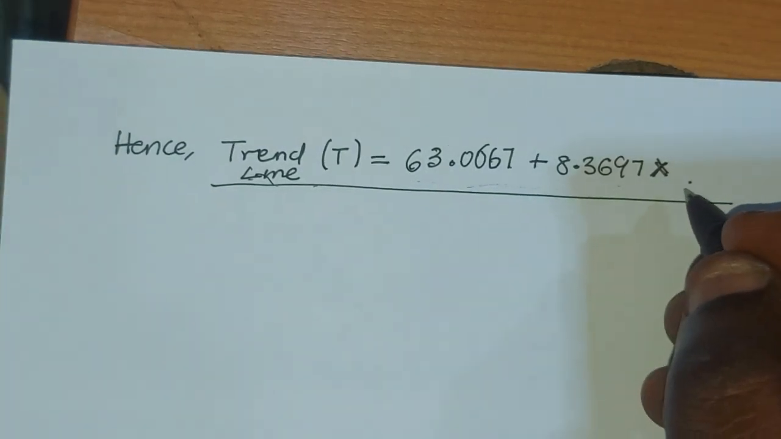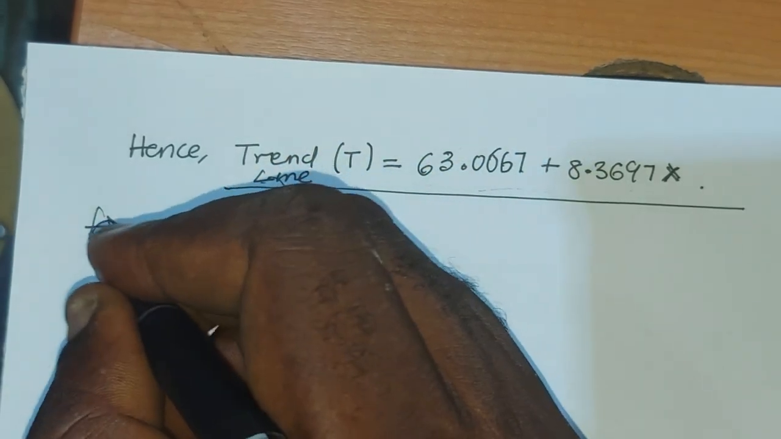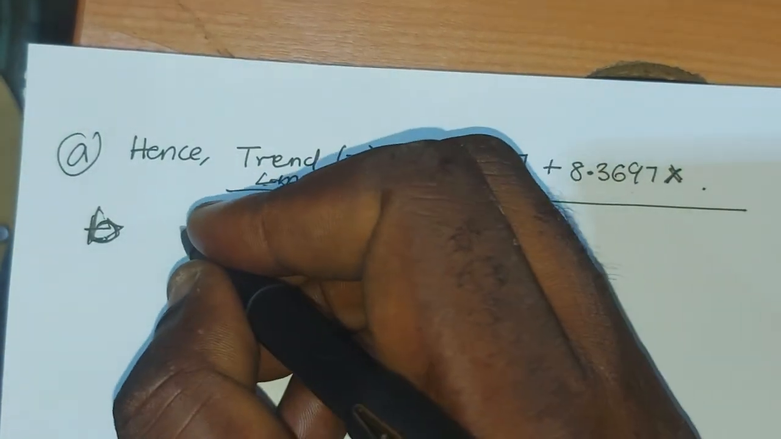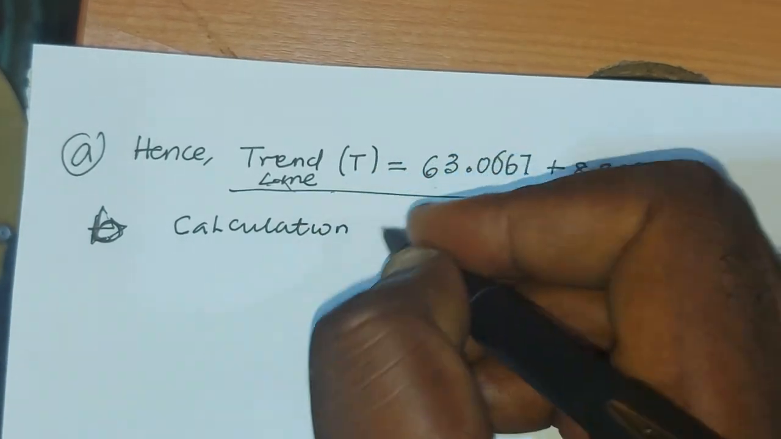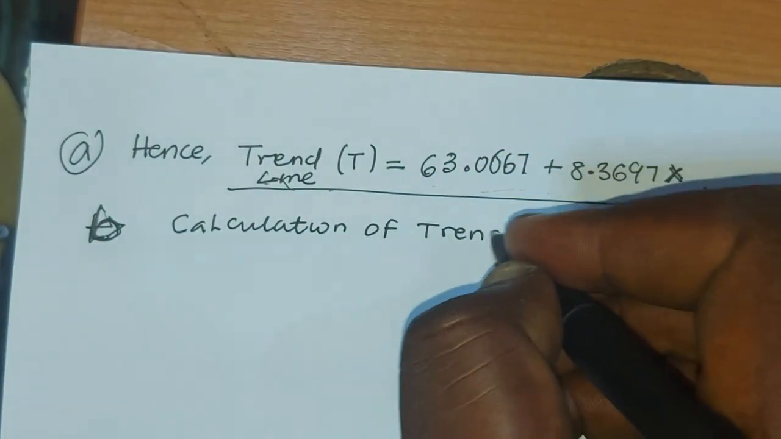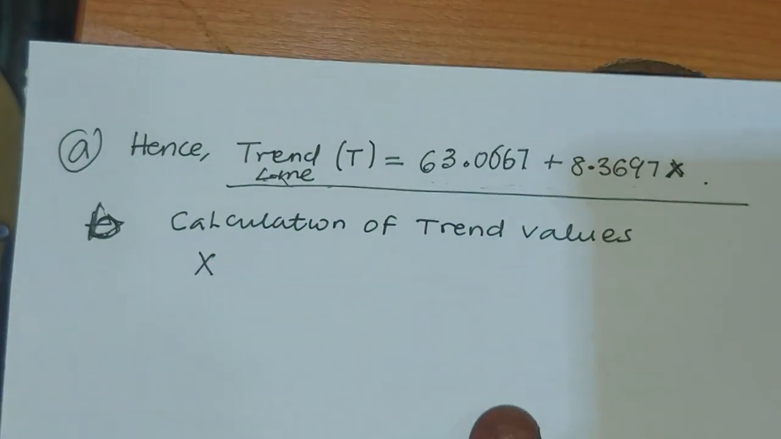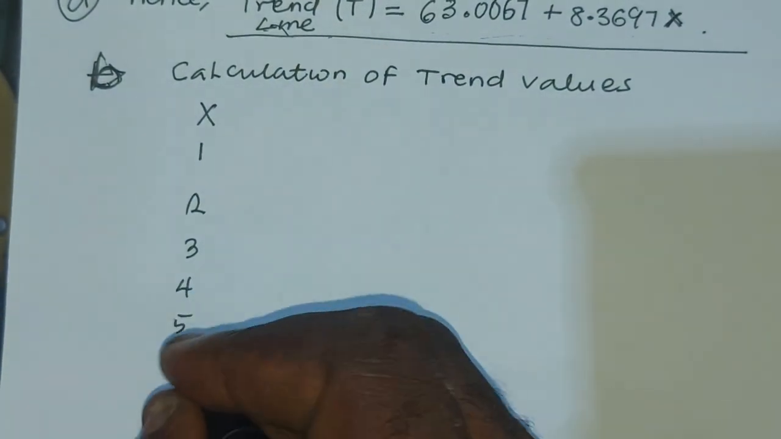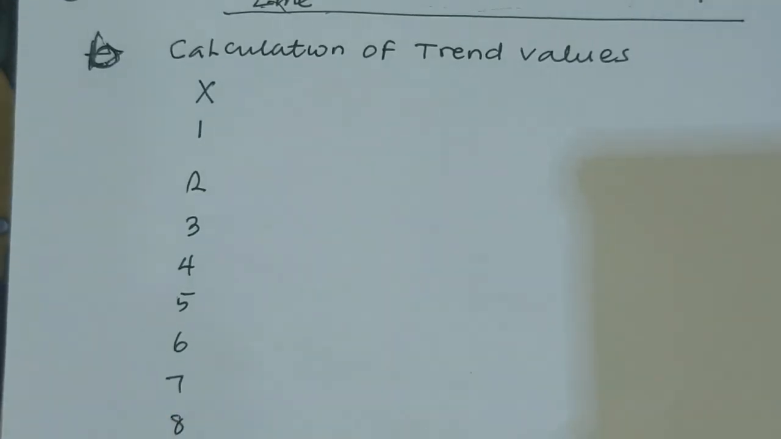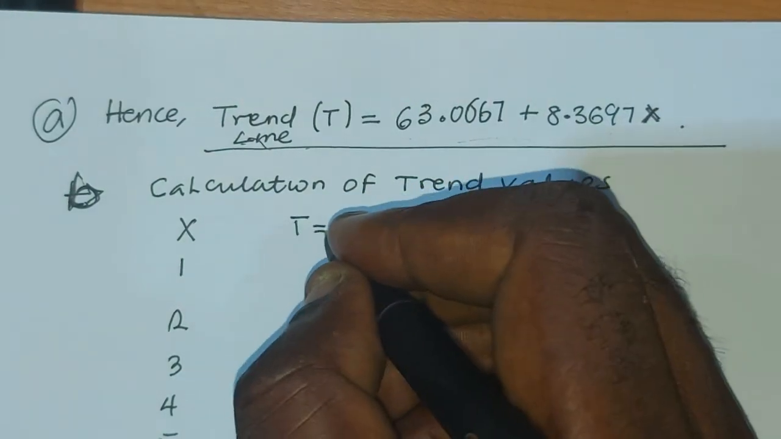So from this trend line, we can now calculate our trend. That is the b part now. So the a part has been done. The b part says we should calculate the trend, that is calculation of trend values. So we start with our x, and our x is 1, 2, 3, 4, 5, 6, 7, 8, 9, and 10.